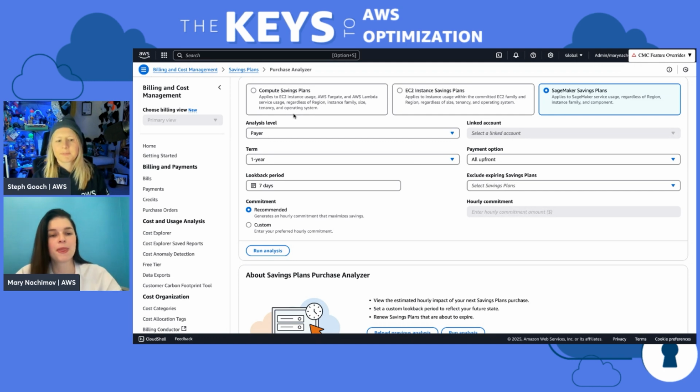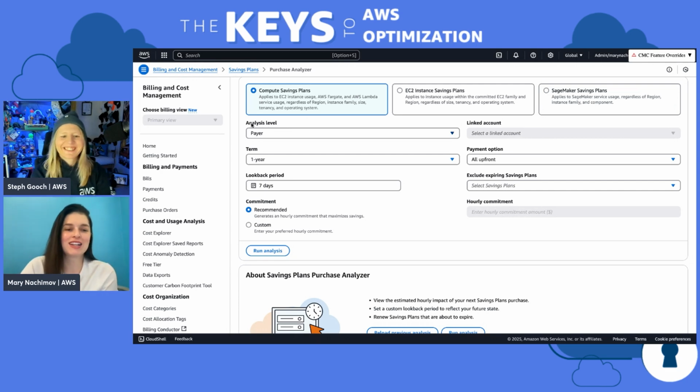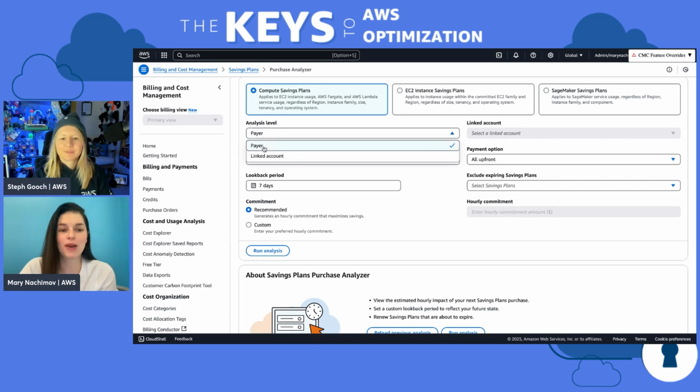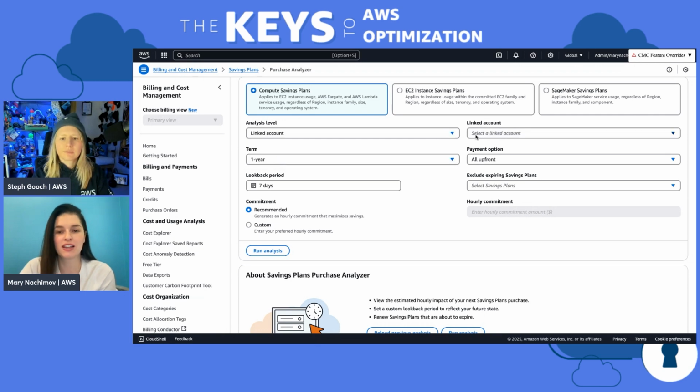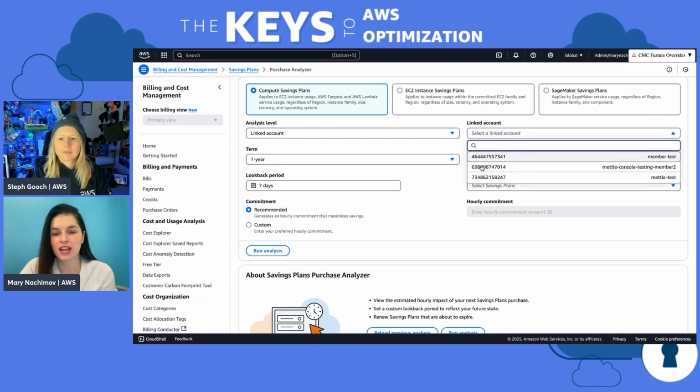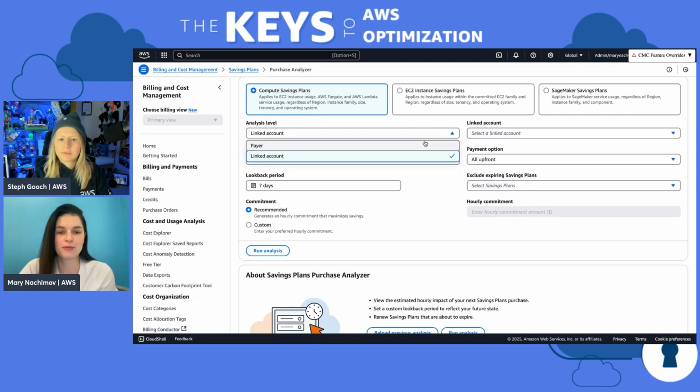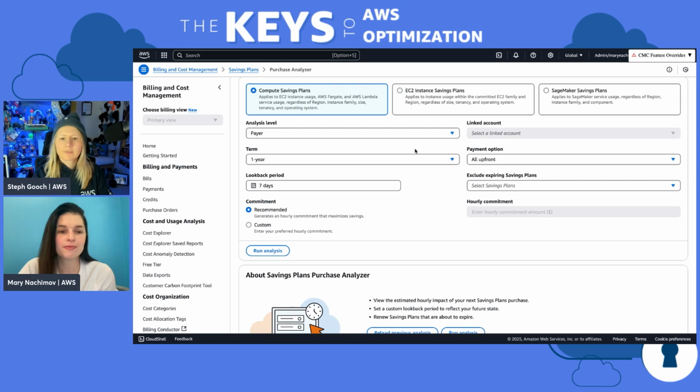So if we go back to compute and do a few selections and run a plan. Okay, so in the analysis, like I said, you can select payer or a specific linked account. Once I select that, I can select here one of the accounts, and the analysis will run only on the data within a certain account. For this demo, I'll keep it at that payer level.